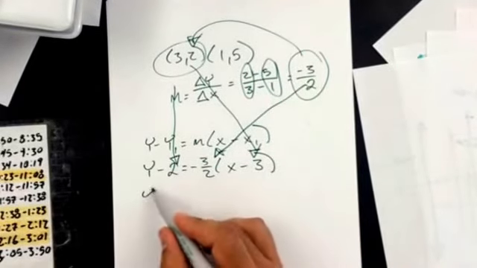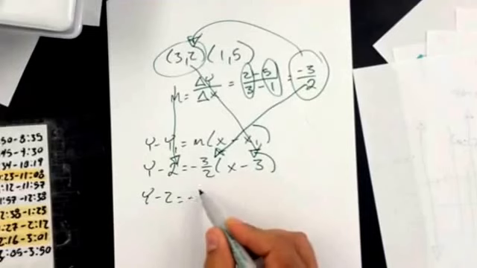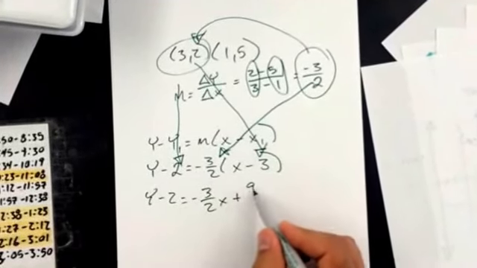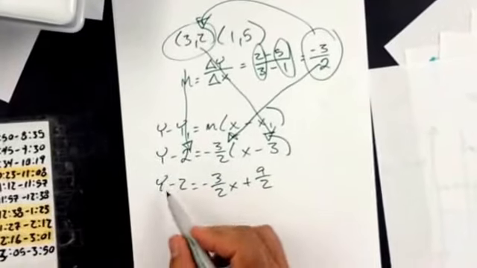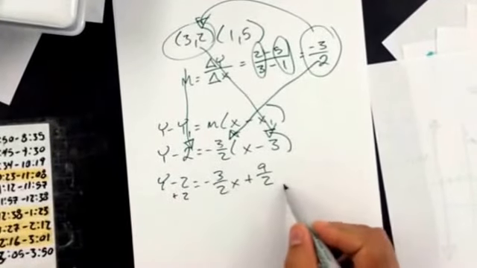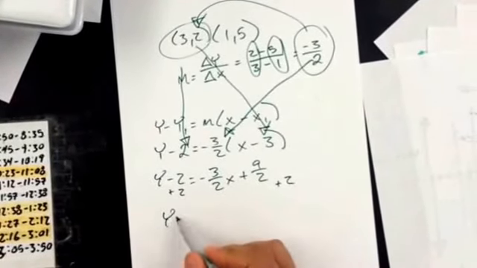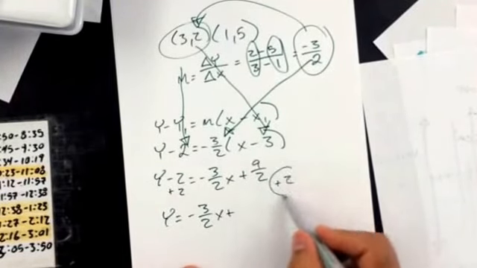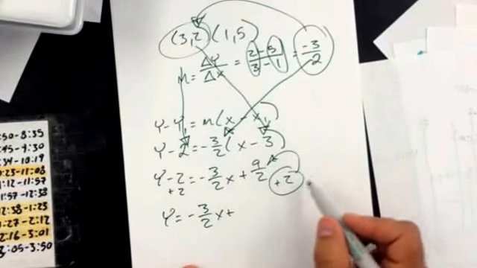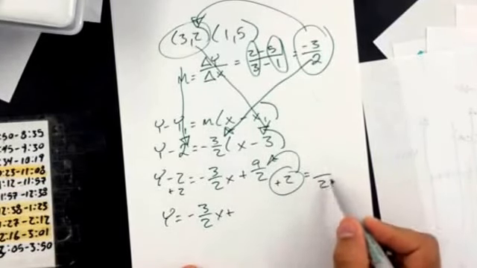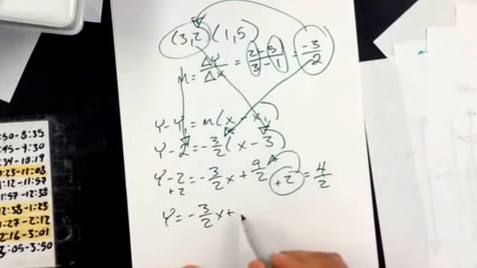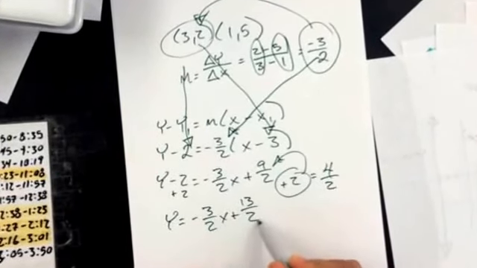Now I'm going to distribute. Y minus 2 equals negative 3 over 2x plus 3 times 3 is 9 over 2. I'm going to add 2 to both sides. Y equals negative 3 over 2x plus, I need this as a fraction over 2. So this equals 4 over 2. So 9 over 2 plus 4 over 2 is 13 over 2.